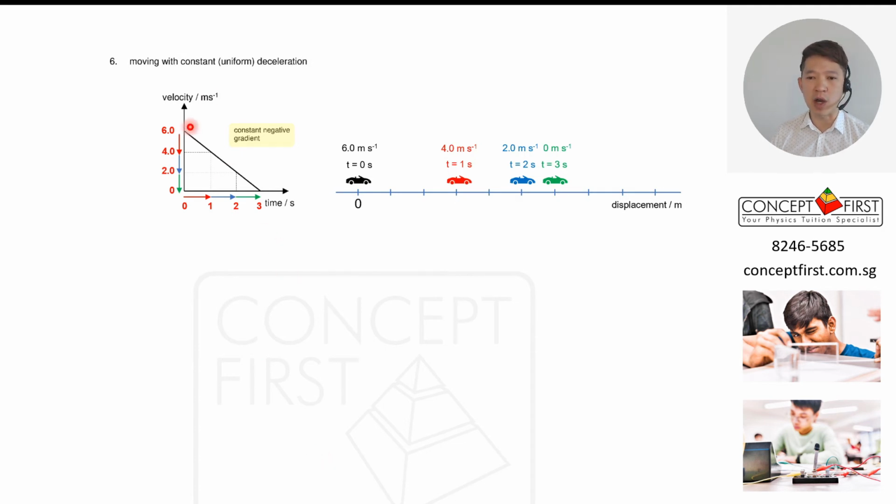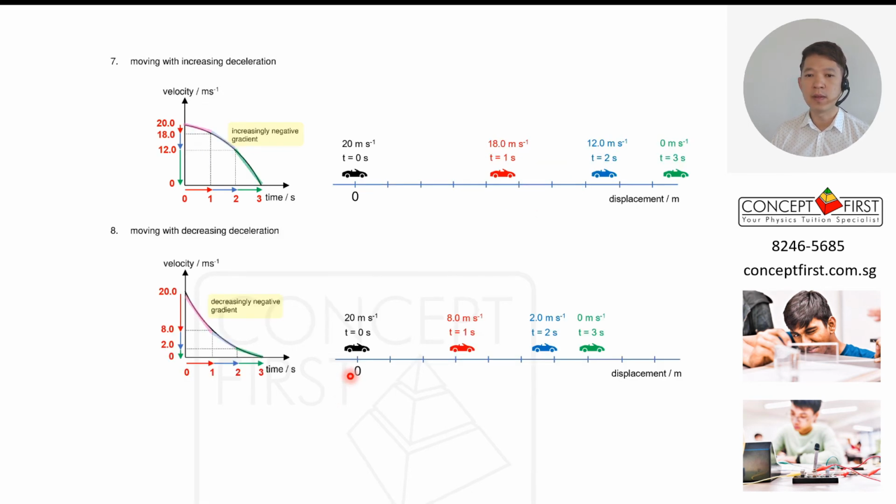Now let's go to deceleration, slowing down. So the velocity drops uniformly, a fixed drop of velocity in every second. You will see a constant negative gradient that corresponds to constant negative acceleration. Negative acceleration is deceleration. So it slows down like that. Okay. So this area gives the displacement.